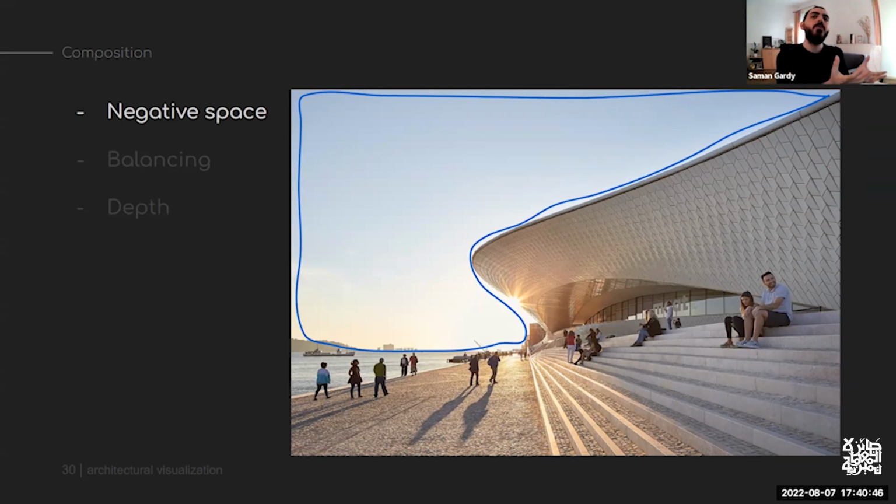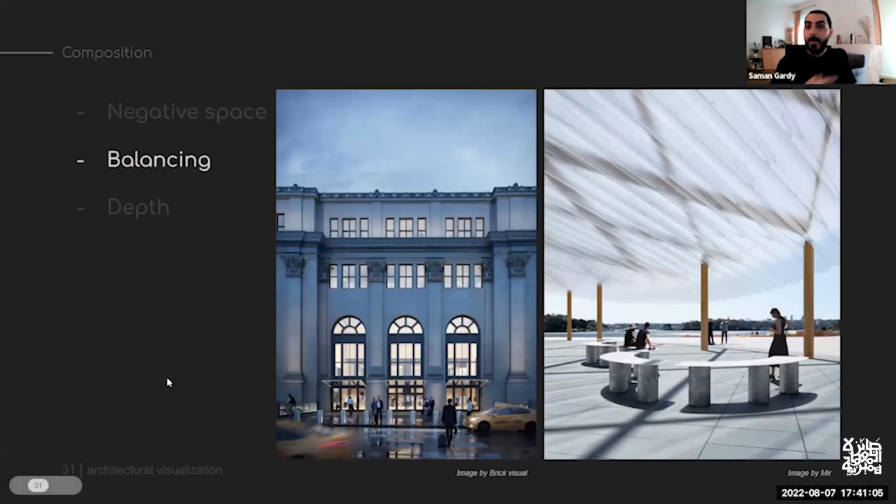When you are giving a lot of information, keep in mind to have a clear sky or somehow a space which is blank. Nothing is really happening there, to let the audience let their eyes have some rest. And balancing also, it's really important how you balance your image.